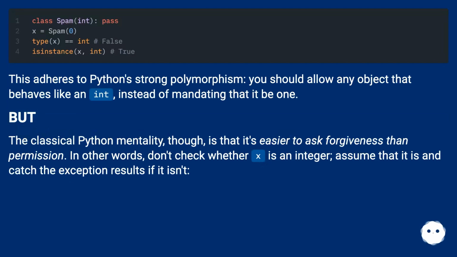This adheres to Python's strong polymorphism. You should allow any object that behaves like an int, instead of mandating that it be one. But the classical Python mentality is that it's easier to ask forgiveness than permission. In other words, don't check whether x is an integer; assume that it is and catch the exception results if it isn't.